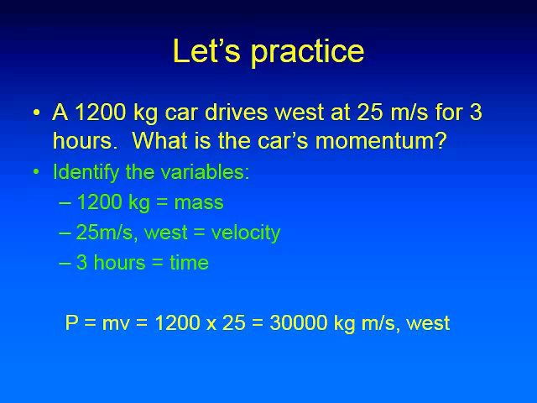But momentum from the previous slide is equal to mass times velocity. So you plug in the numbers. The mass is 1,200. The velocity is 25 meters per second. So you multiply those two variables together to give the overall momentum of the car, which is 30,000 kilogram meters per second, and also west, because remember, it's a vector, it has direction. So hopefully you got that right.